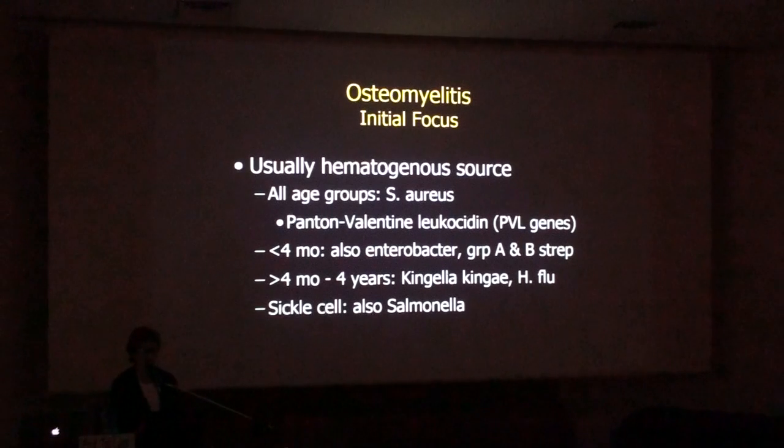If you're under the age of 4 months, the other infectious agents can be Enterobacter and then the different group streps. But over the age of 4 months and up to about 4 years of age, by far the most common is Kingella kingae. And actually here in Israel, it's relatively prevalent in the daycare population. This is an agent that normally is housed in the back of the pharynx. However, in some children, it can be more aggressive and can spread very easily. And then, of course, H-flu is also seen in this age group. And then the patients with sickle cell disease, particularly salmonella.